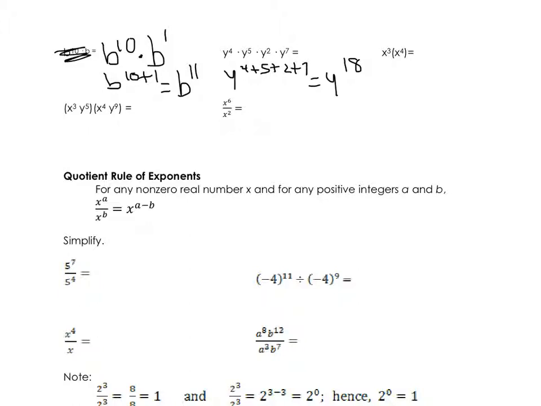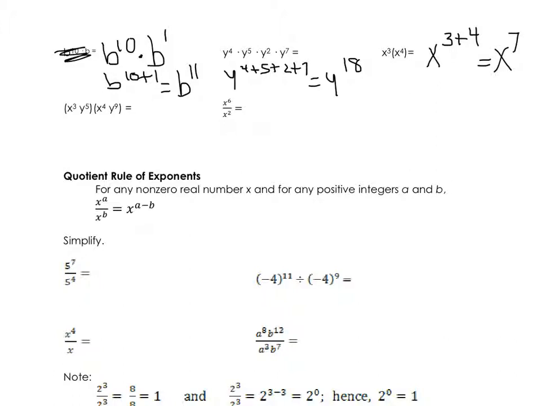x to the third times x to the fourth. The x to the fourth has parentheses around it. Does that do anything special? No, it just means you're multiplying. So we have x to the third plus 4. That gives us x to the 7th.